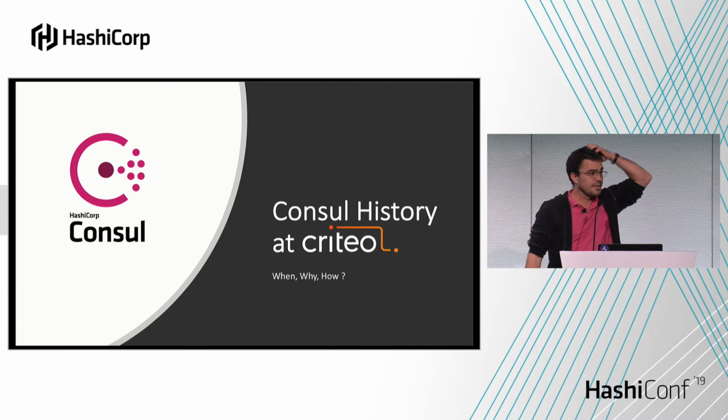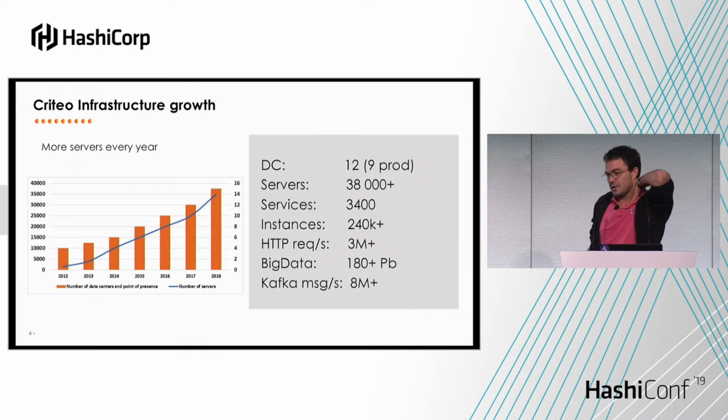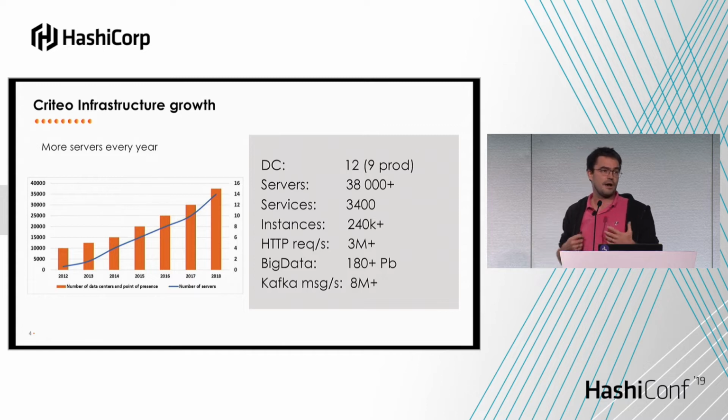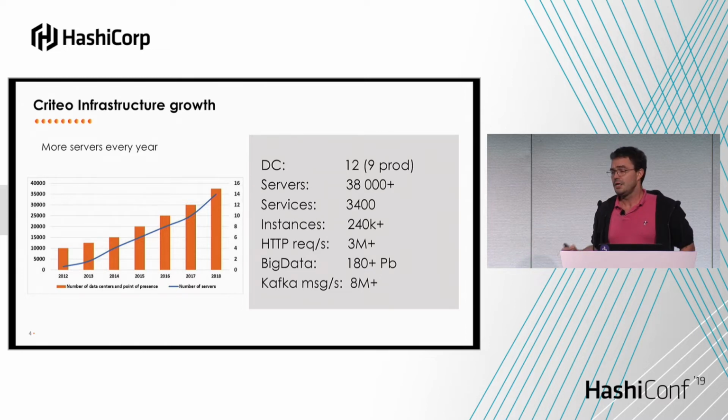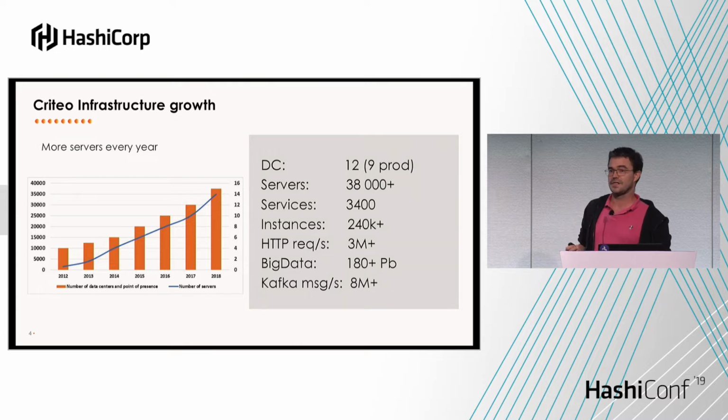So let's start with the history of Consul at Criteo. Criteo is a large advertisement company. We are performing what is called RTB. RT means real-time bidding. So it means that we have to answer very, very quickly to auctions. Otherwise, we lose the auction. So it's very critical for us to have good latency.